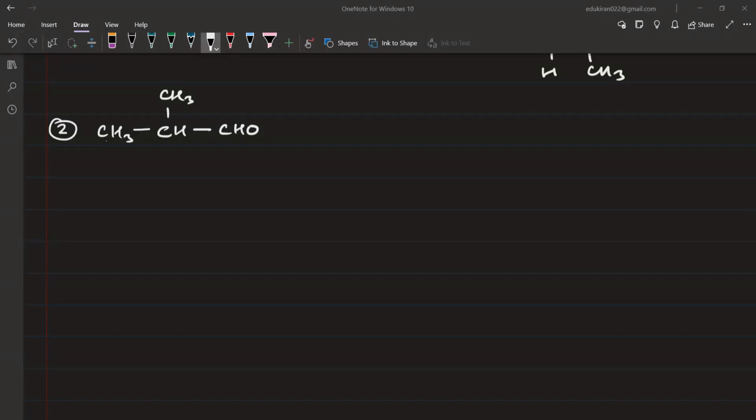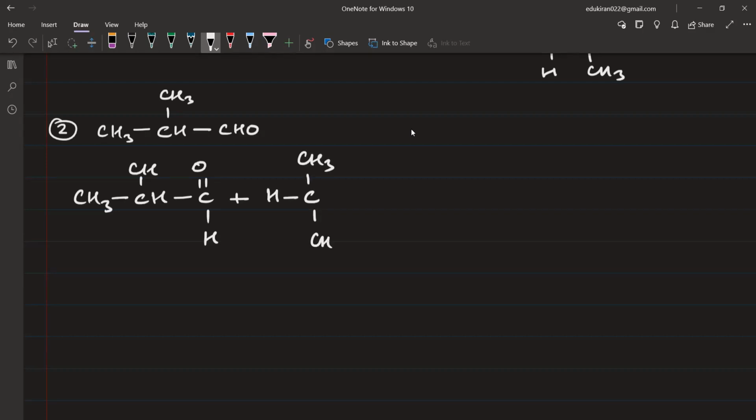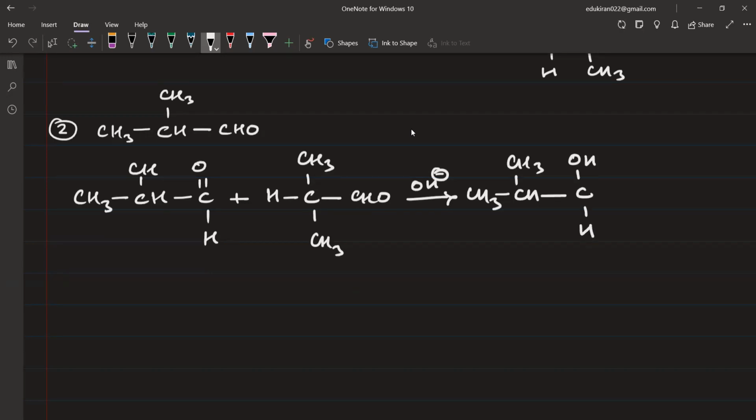ठीक है? So सबसे पहले you will take one molecule whose carbonyl carbon you are going to show completely. C double bond O and hydrogen plus. Then the other molecule, you are going to show the carbon with one hydrogen. It has a CH3 group, and it has a CHO. Now, first thing, in the presence of OH negative, it is going to give you CH3, CH, CH3. This is going to get converted to OH. This hydrogen will be as it is.